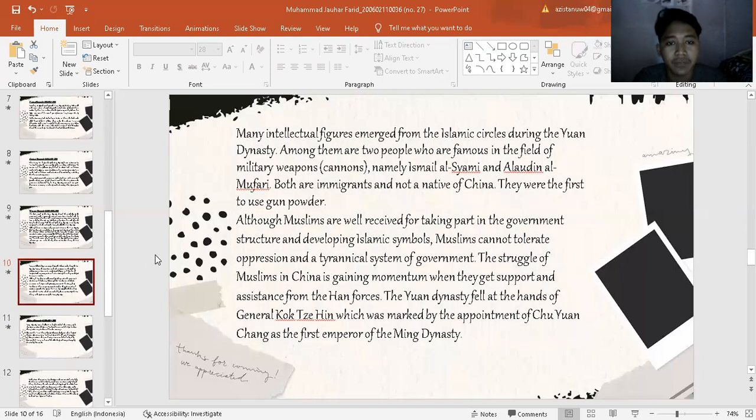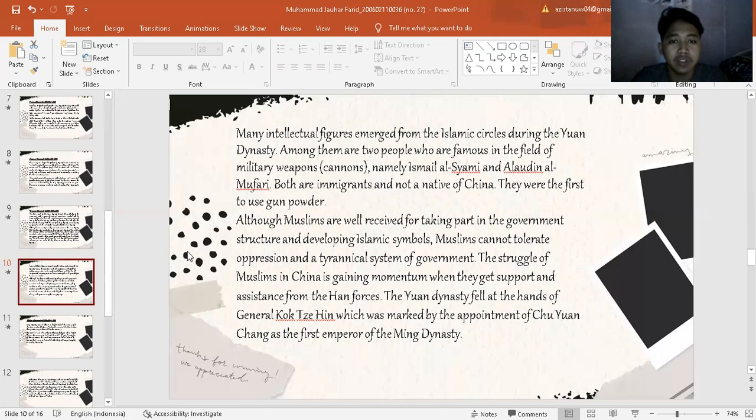Many intellectual figures emerged from the Islamic circle during the Yuan dynasty. Among them are two people who are famous in the field of military weapons or cannons, namely Ismail al-Shami and Alauddin al-Mufari.